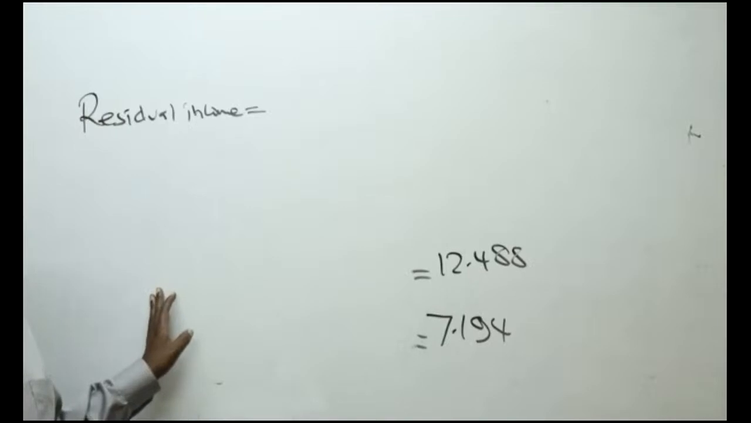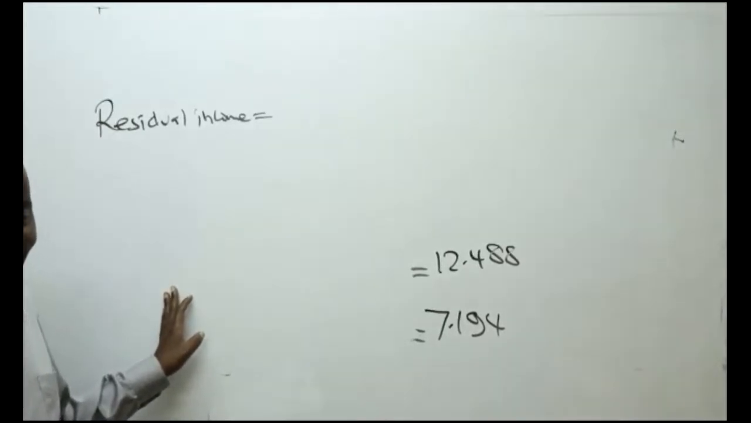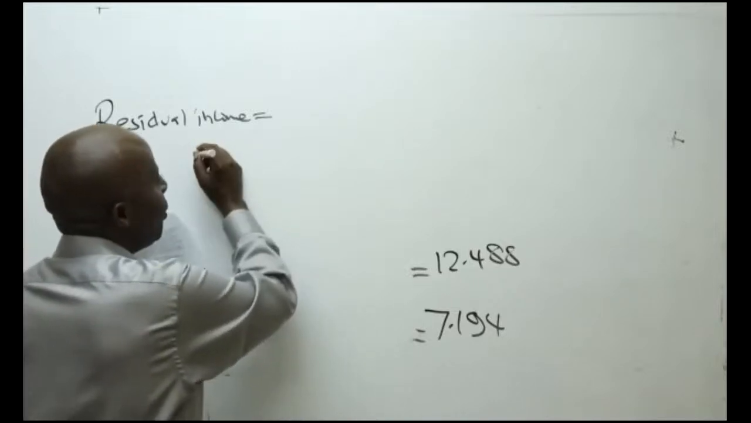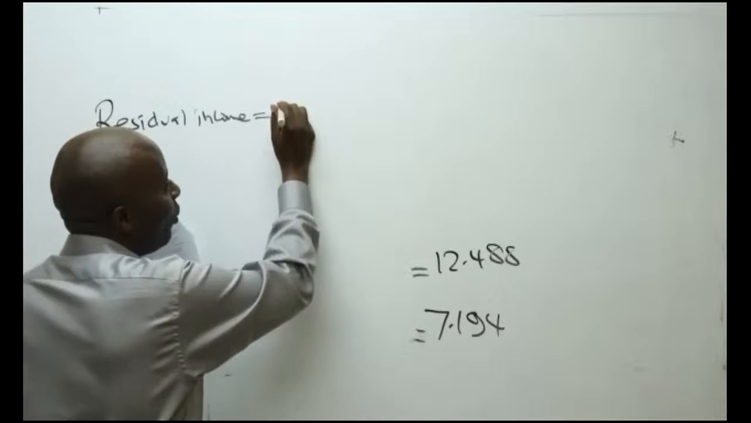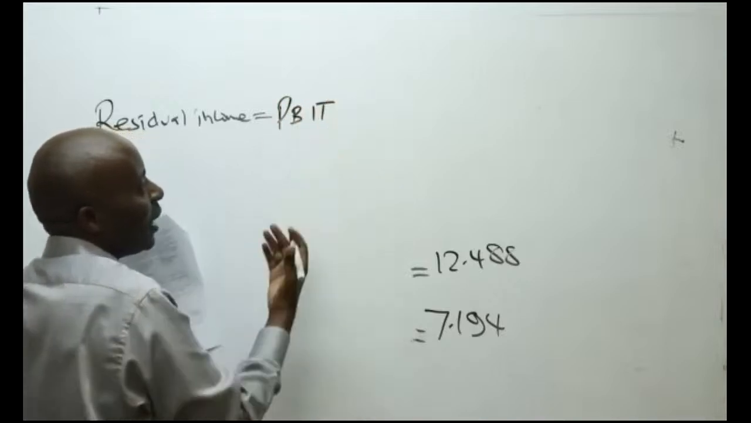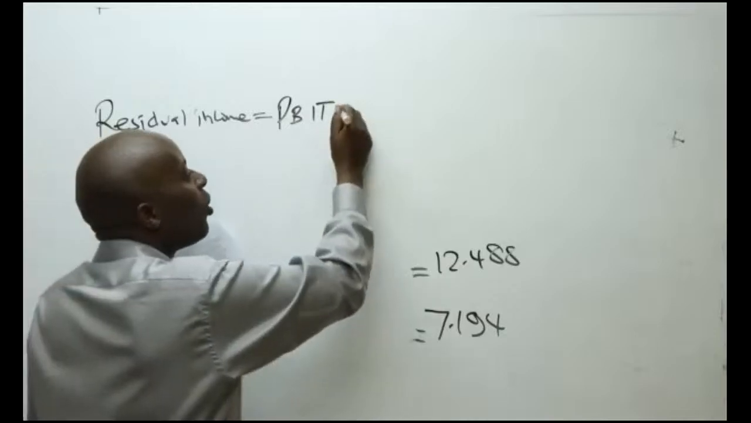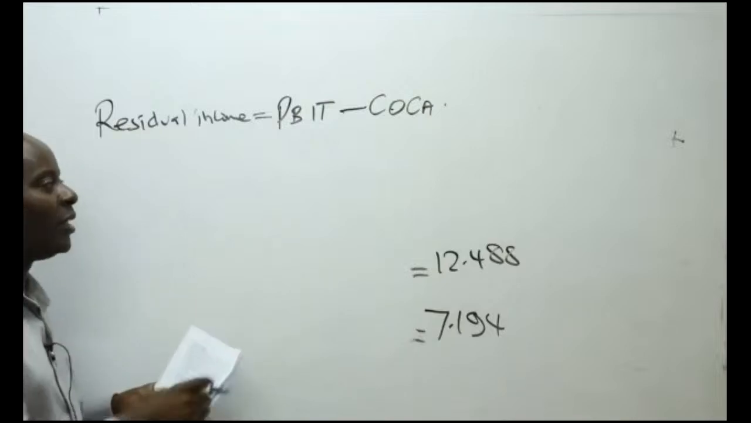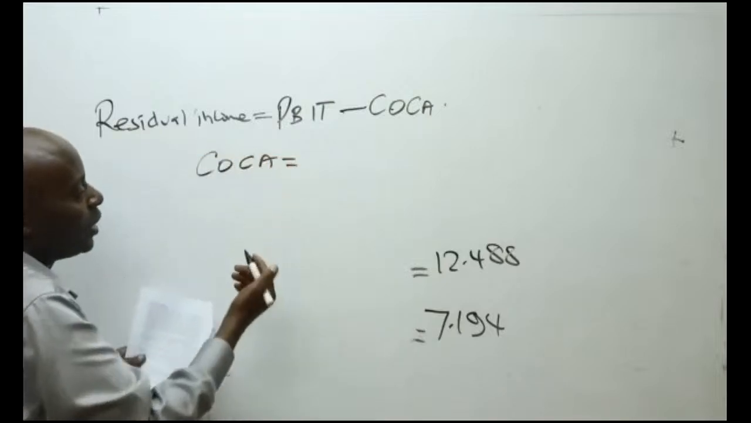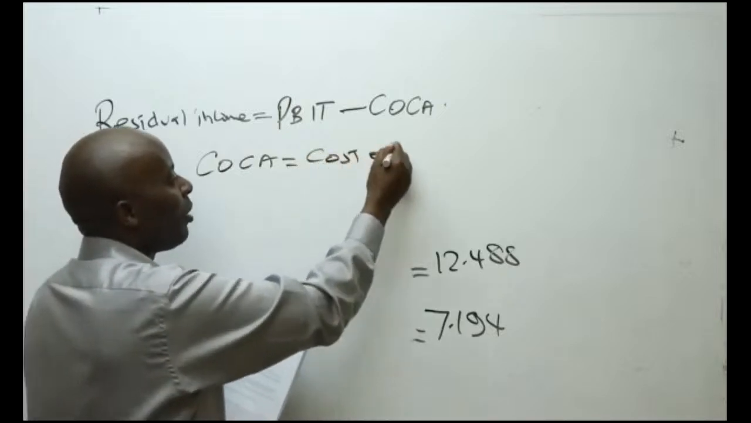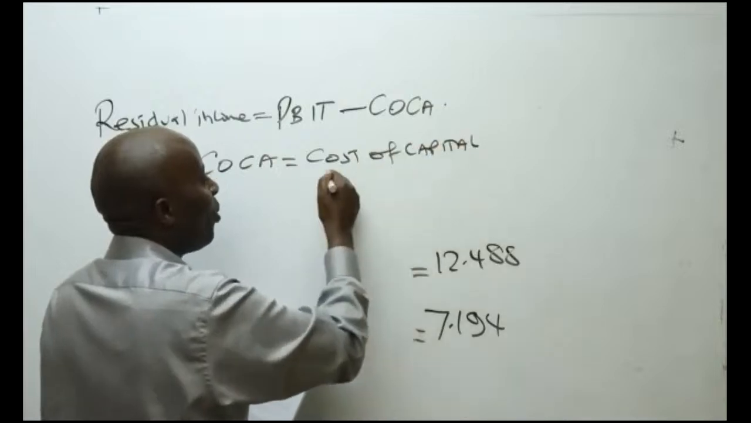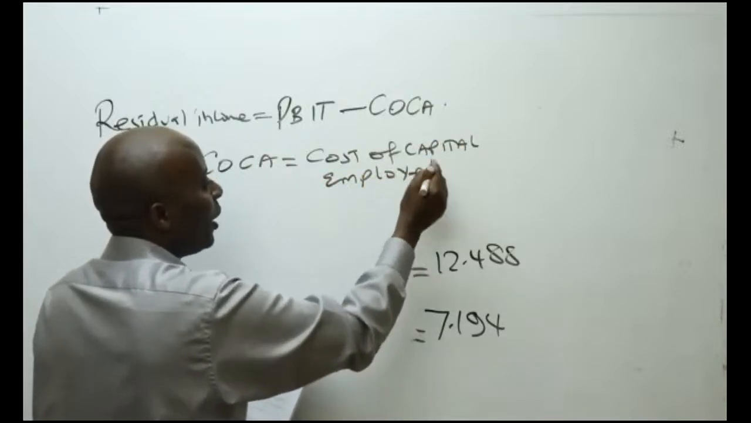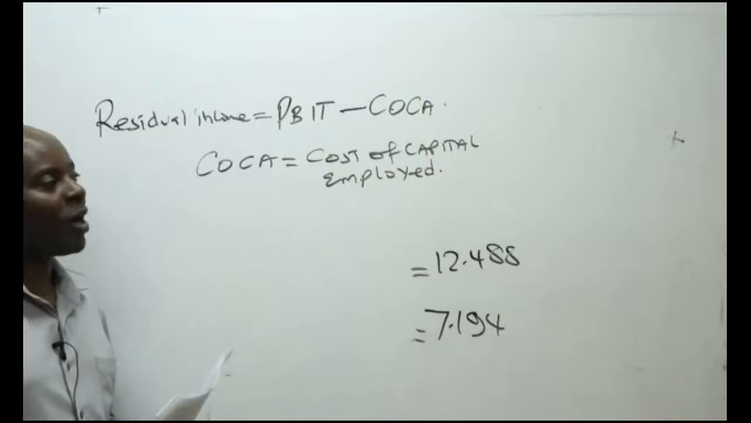Residual income equals what? Edith is saying PBIT minus COCE. Very good. So residual income, according to Edith, should be operating profit, which is profit before interest and tax, or EBIT, minus COCE. And this COCE, if you can recall, stands for what in full? Cost of capital employed.